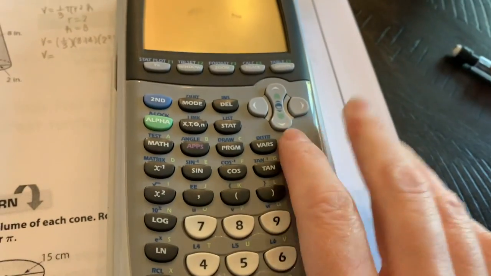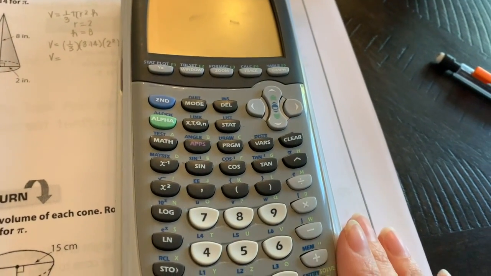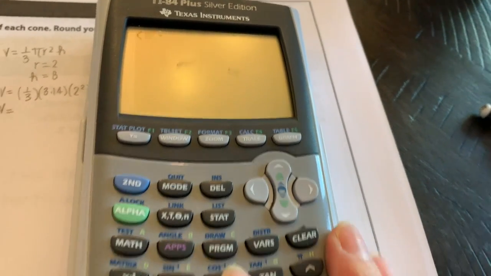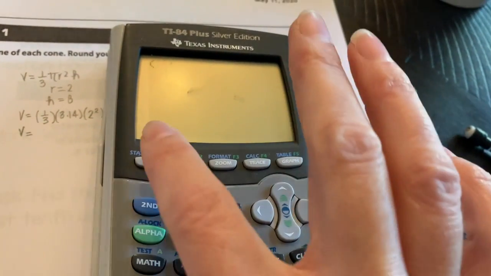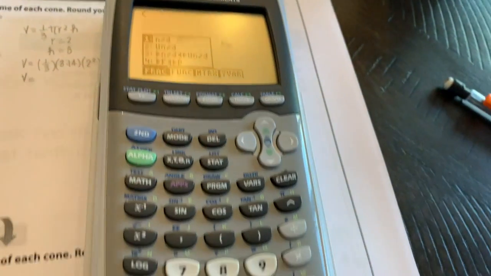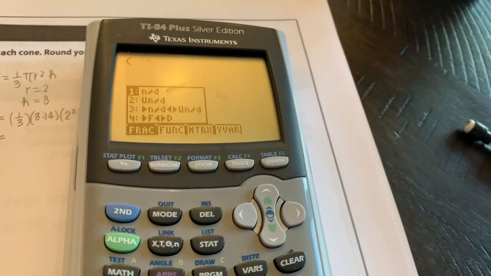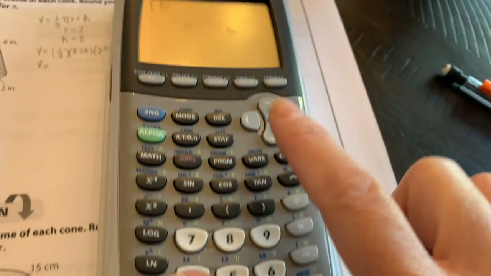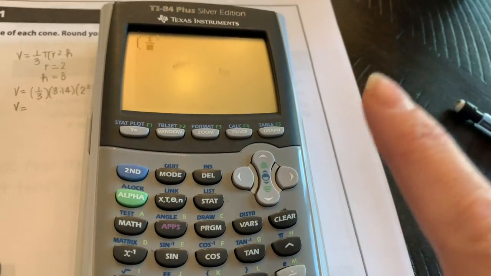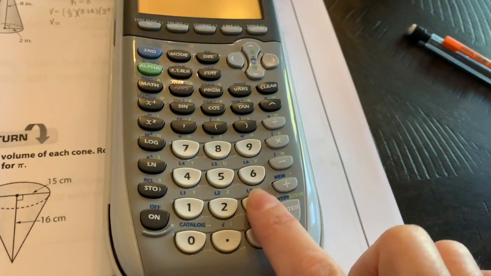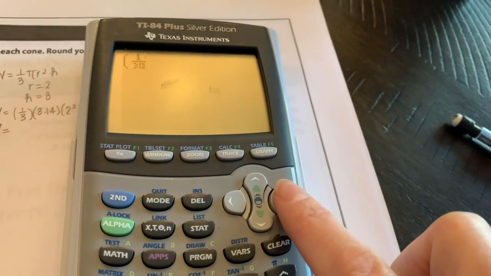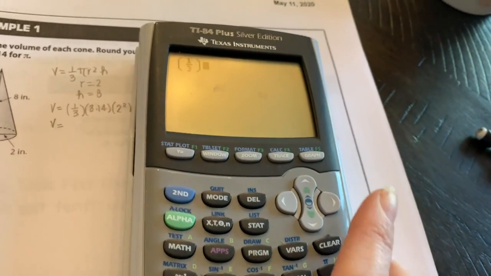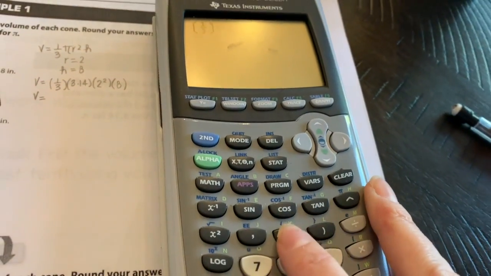Okay, so let me show you one more time. If I want it in parentheses, I'm going to push my parentheses first. Now I do alpha, y equals, and I push enter for 1, or you can push 1. And then I'm going to put 1 in for the numerator. And then I go down into the denominator, push 3, and then I push over to get out and close my parentheses. Okay, and now I'm going to continue.